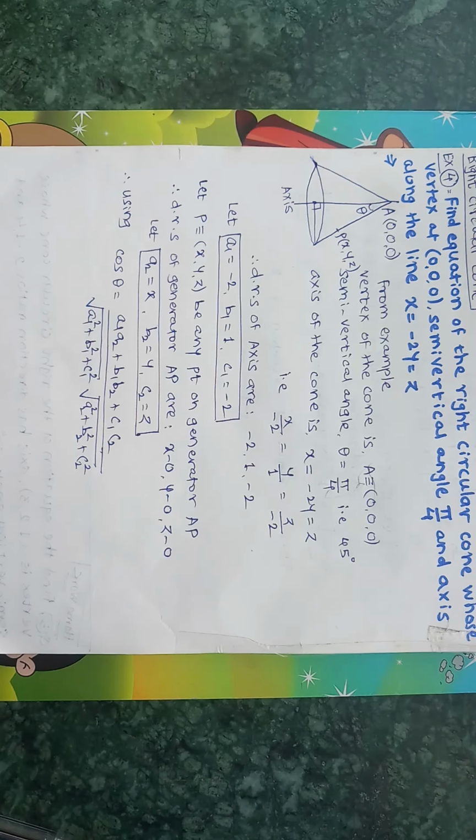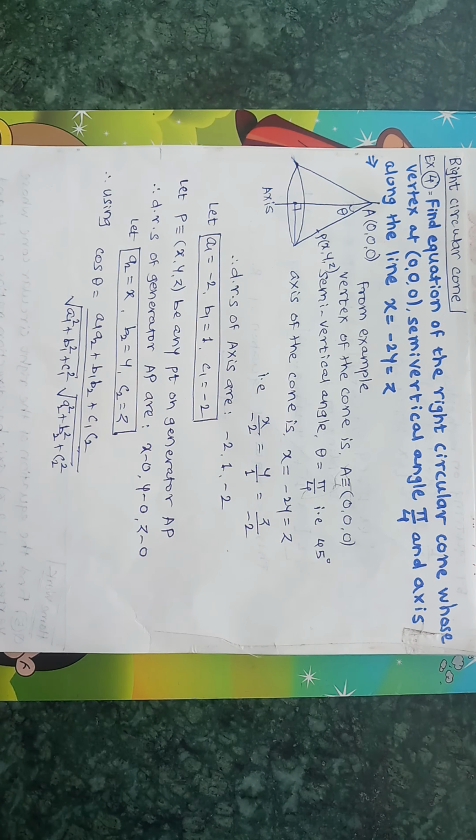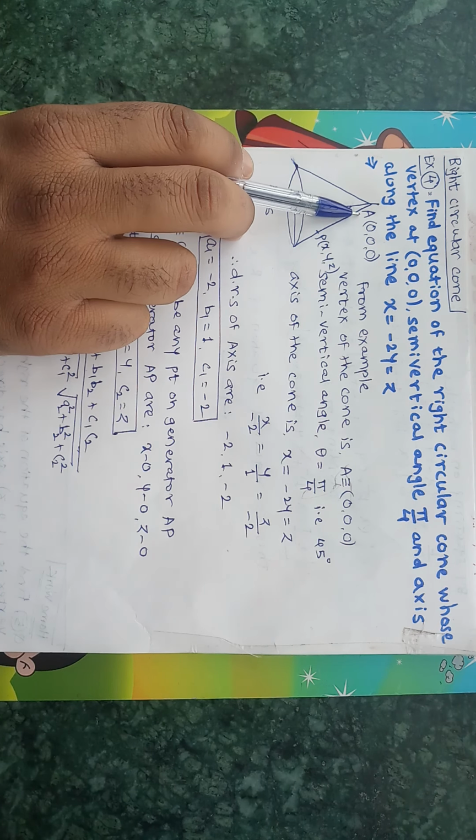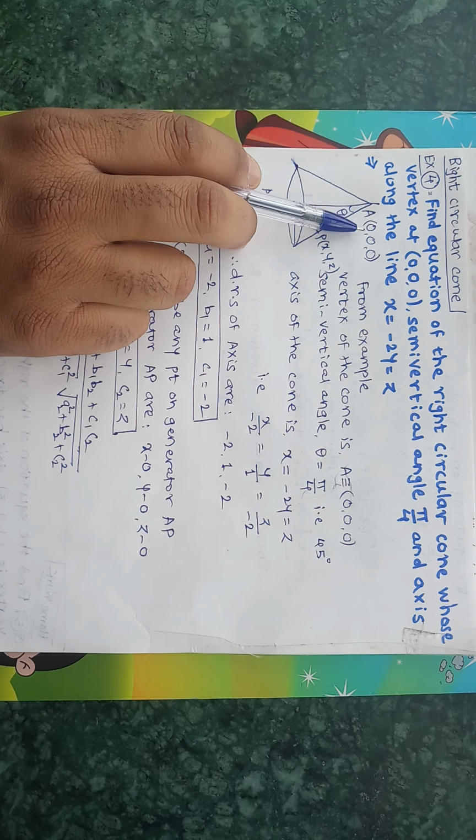Hello friends, now we are going to solve problem number 4 of right circular cone. So here the problem is: find the equation of right circular cone whose vertex is at 0 0 0. You can see in the figure I have drawn a right circular cone again. Vertex is at 0 0 0.